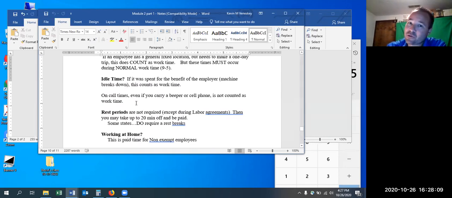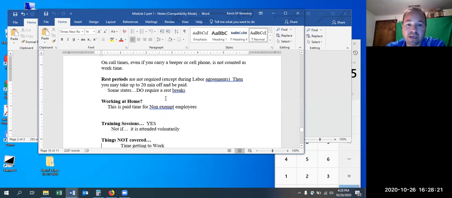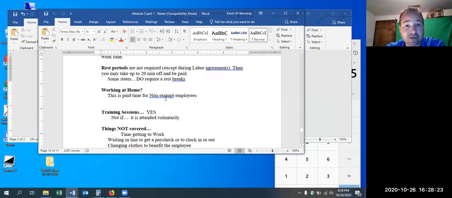Rest periods, the answer is no. They do not have to pay you for rest periods. There are a few exceptions, but you do not have to have a rest break. Working at home, yes, that does count, especially nowadays. That's really important. Any work that you do, especially if you're an hourly person, you should record that, and you do get paid for work at home. You don't have to be at the office.